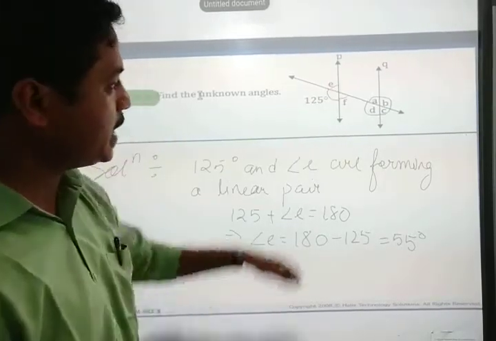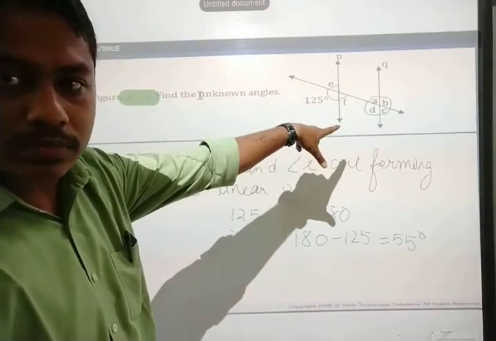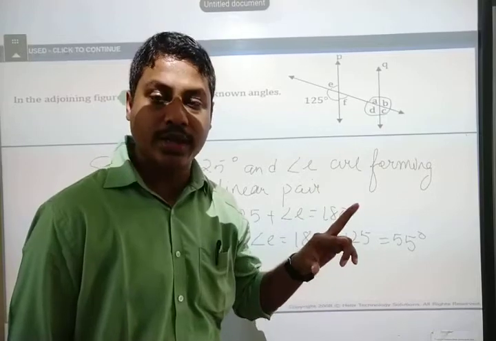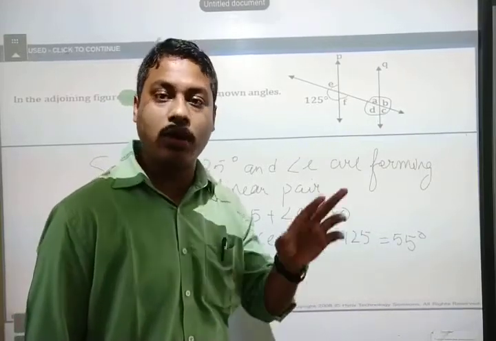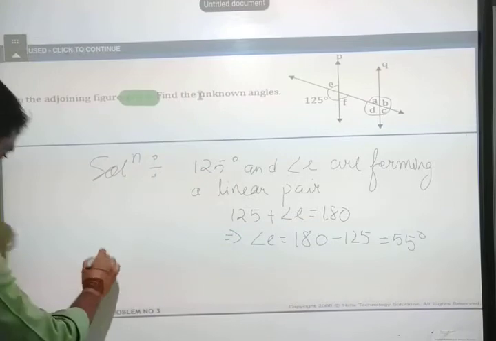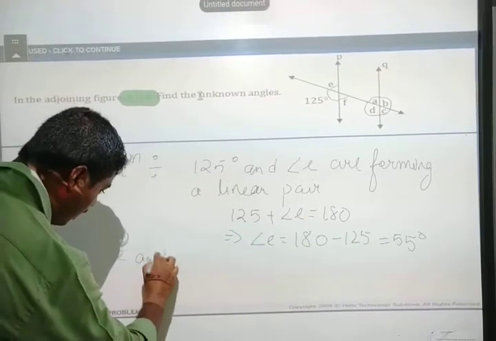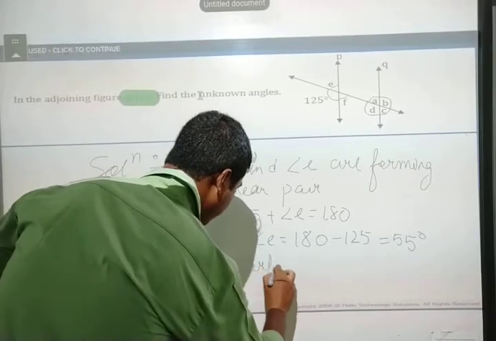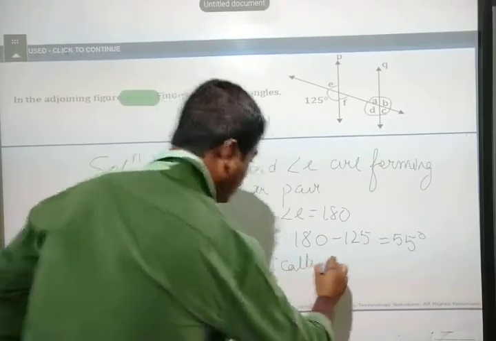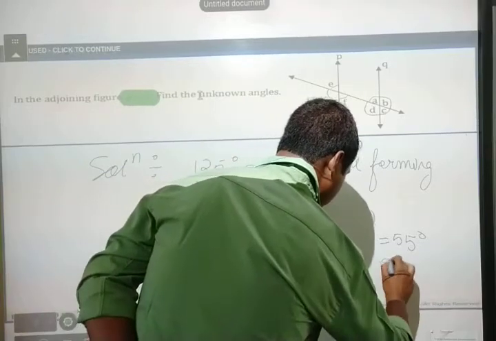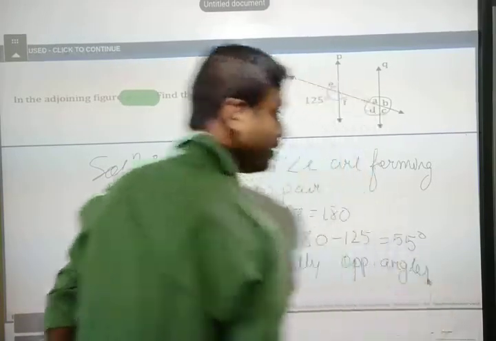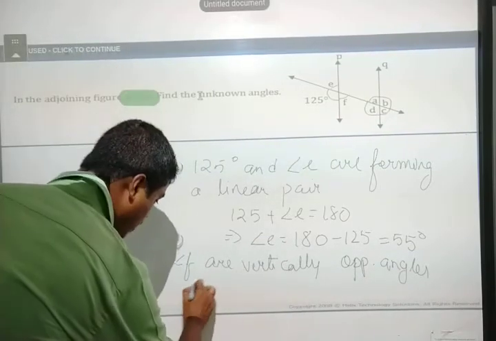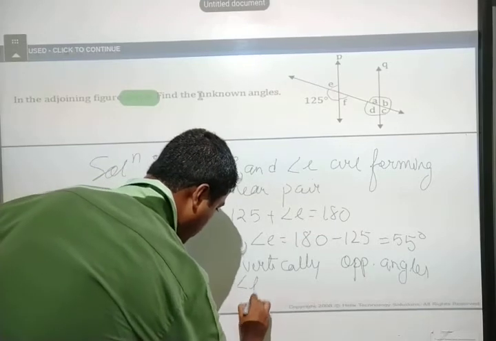Now if you consider angle E and angle F, these are the vertically opposite angles, and vertically opposite angles are always equal. So we can write that angle E and angle F are vertically opposite angles. So if these are the vertically opposite angles, these angles will be equal. So angle E will be equal to angle F.